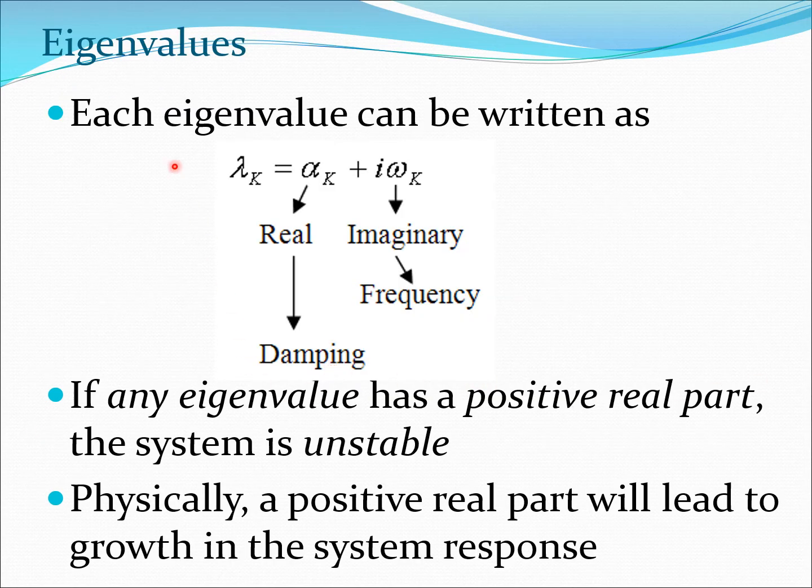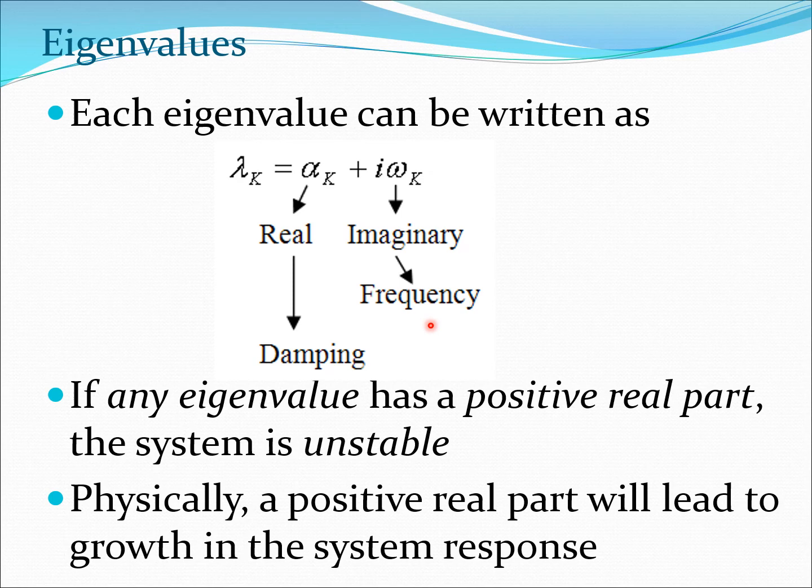Now each of the eigenvalues can be expressed in this form: lambda k is alpha k plus i omega k. Now this is for the kth case. So here now let's look at both these parts. The first part, which is the real part, this represents damping. The imaginary part, this represents the frequency.